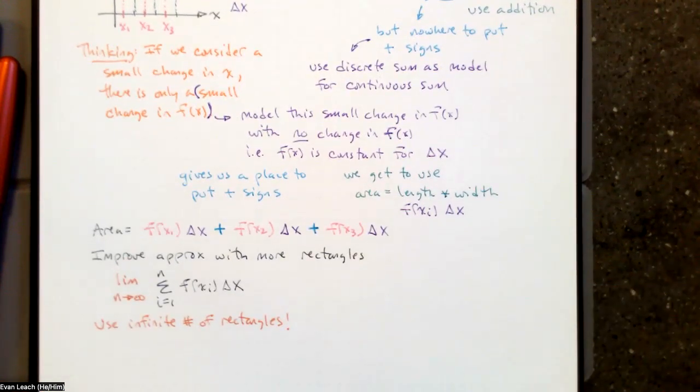Whatever you're doing to improve your approximation, you created a model, a discrete model of a continuous thing. Whatever you do to improve your approximation, do that forever. Use an infinite number of rectangles. Make the 2 points that form your secant line infinitely close together to get your tangent line. Same kind of thinking.